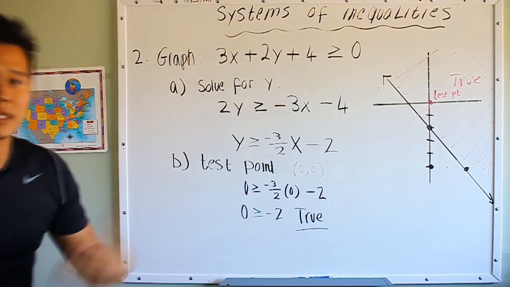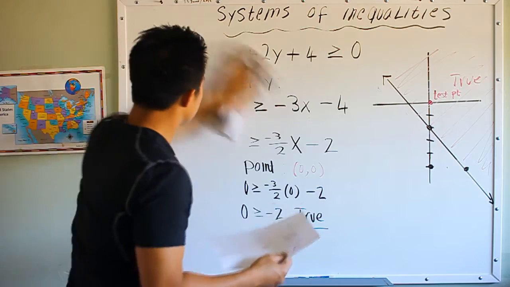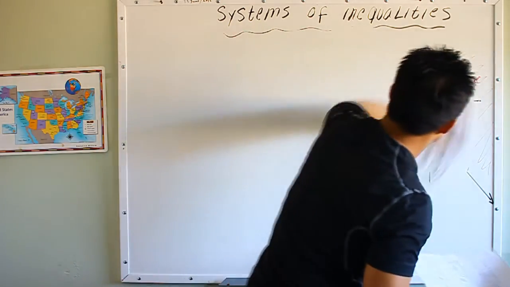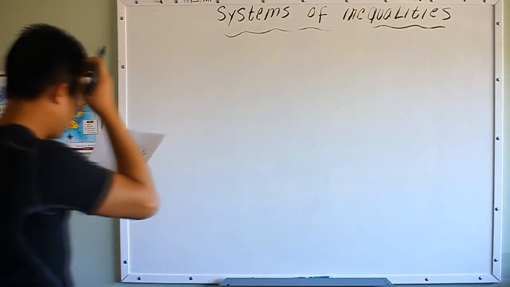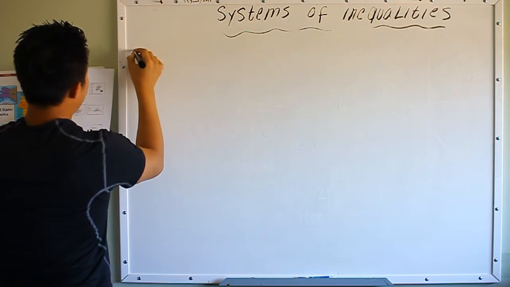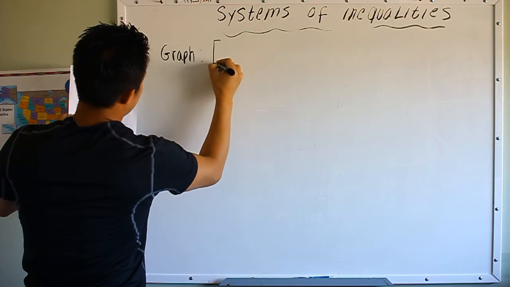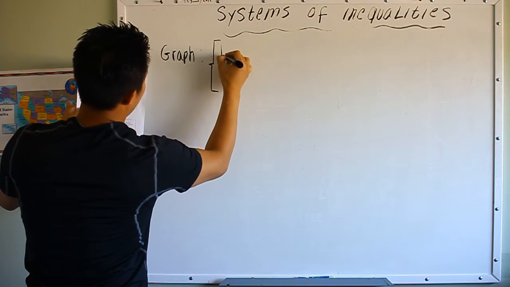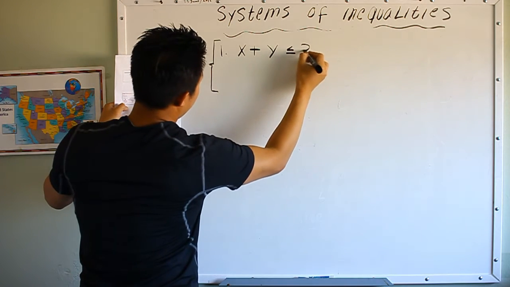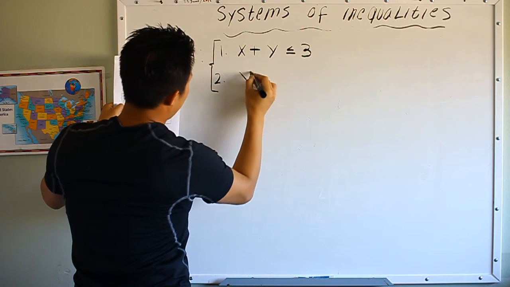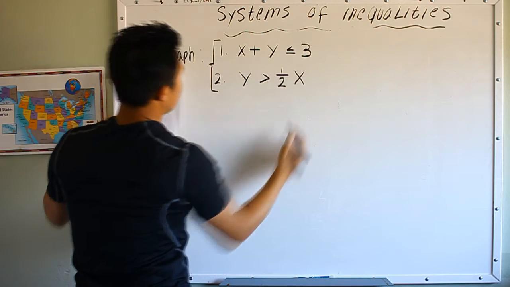Let's go ahead and look at a system of inequalities. Okay, so number 3. Okay, graph. Okay, so here's a system of inequality. The first inequality is x plus y less than or equal to 3. Second, y is greater than 1 over 2x.